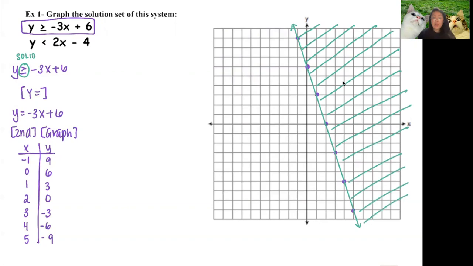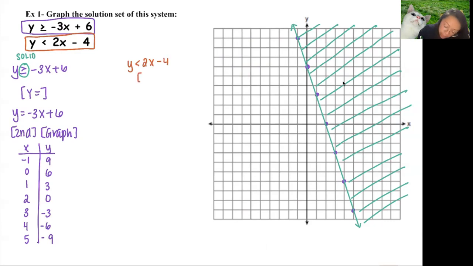All right, beautiful. That was our first inequality. We still need to graph our second inequality. This is our second inequality. Let me write that over here. y is less than 2x minus 4.